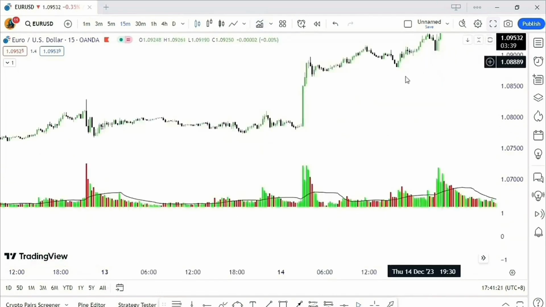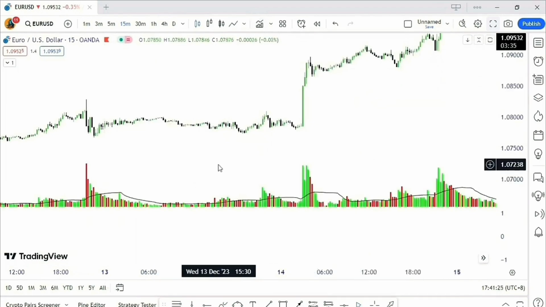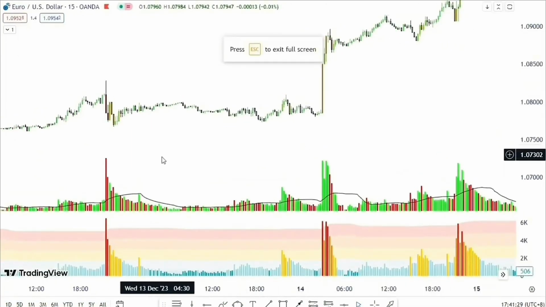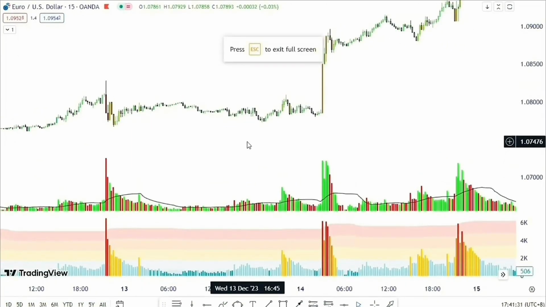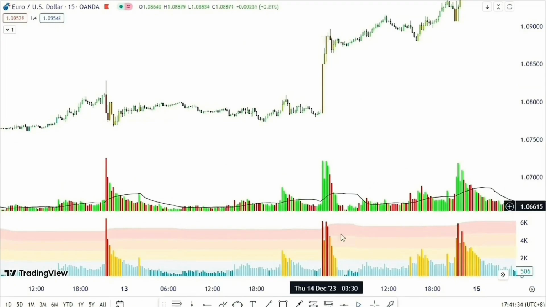Now take a look at this. It appears below the chart, and if you compare it with the basic volume indicator, they seem identical. However, the new one introduces different colors which have meaningful implications, unlike the basic indicator, where colors merely match candle colors. These colors represent different levels of traded volume.